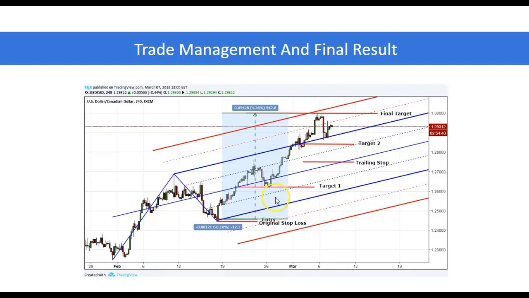And all the while, as price reached our first targets, we were able to trail our stop safely behind the market until our final target, that was predefined before we even entered, was reached, and we closed the trade down.